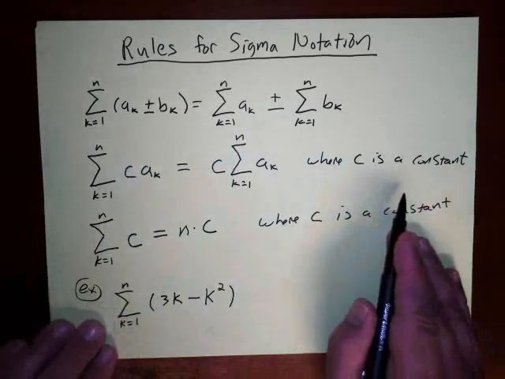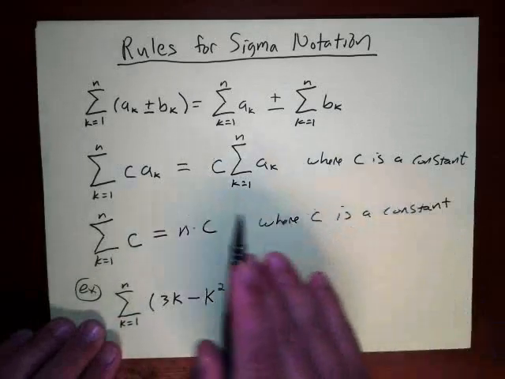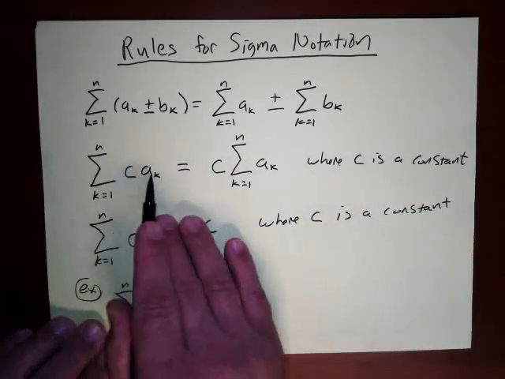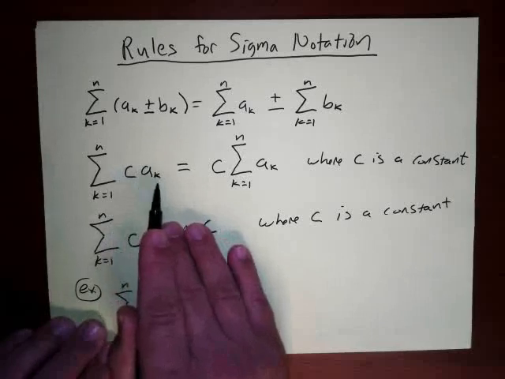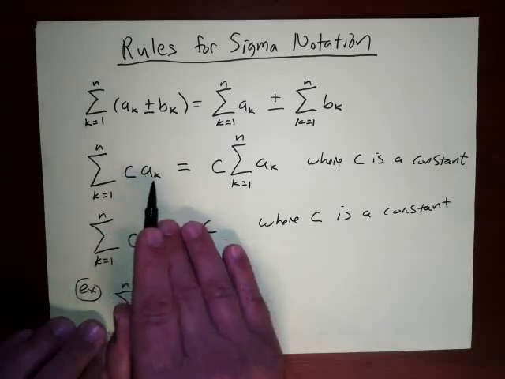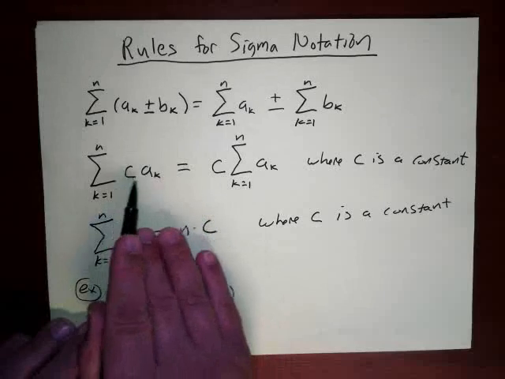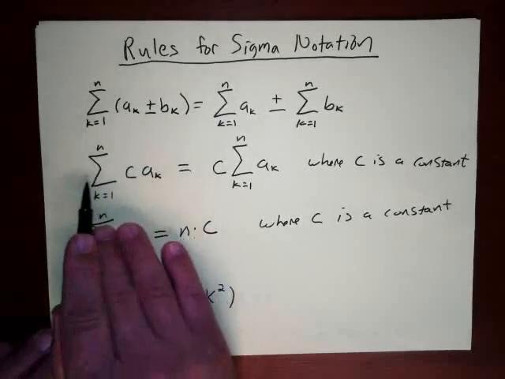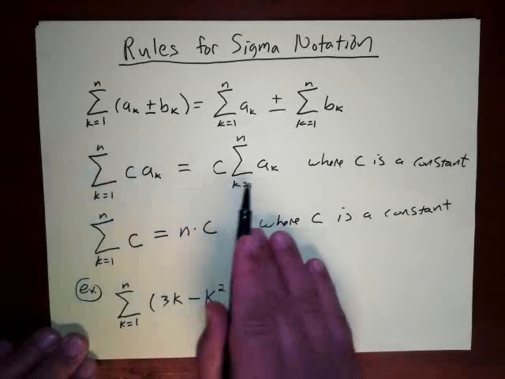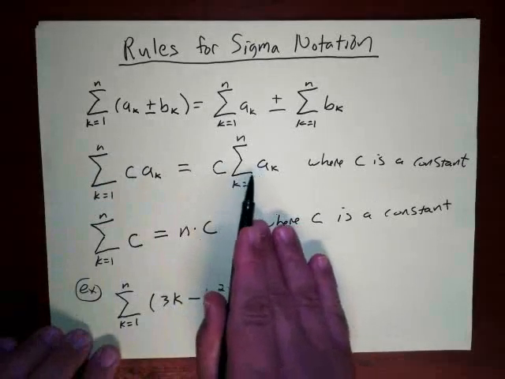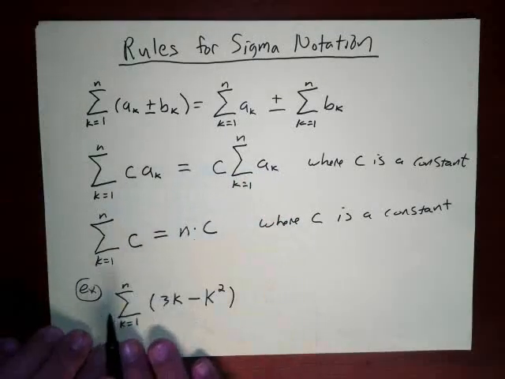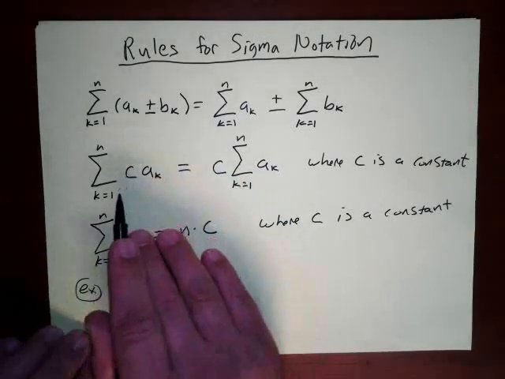Similarly, there's a constant multiple rule, where c is a constant. If you have some constant times the a sub k terms, then you can pull the c out of the sum like this. You can pull the c out, do the sum of the a terms, and multiply it by c.